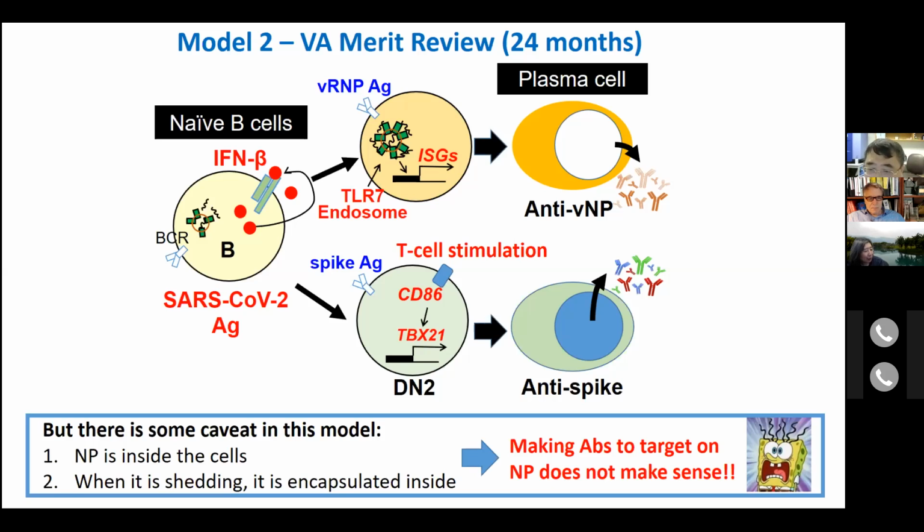Down deep, I know there's something not quite right, because Sharon said it, and Cappy said it too, because NP is inside the cell. Even though you have lots of NP circulating, we keep on saying, yeah, but there's a lot of NP circulating everywhere, in the urine, in the blood, but when it's shedding, it's encapsulated inside. So maybe anybody can bind to it, but when antibody binds to it, what's the function of that antibody? How would that prevent the infection? How does that work?